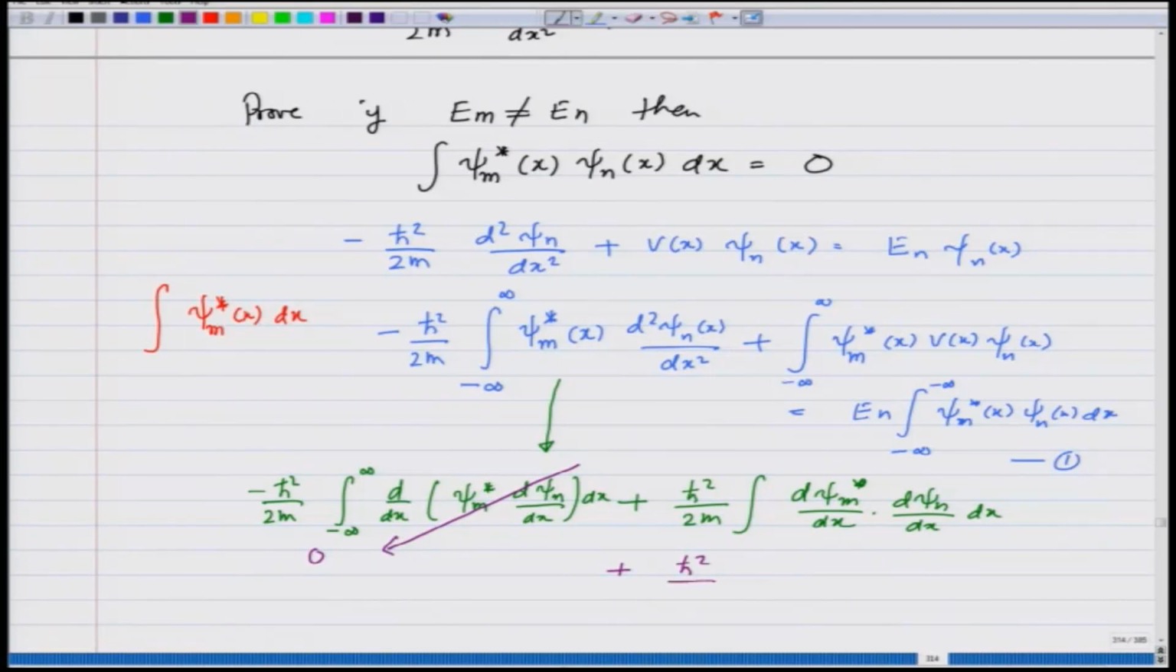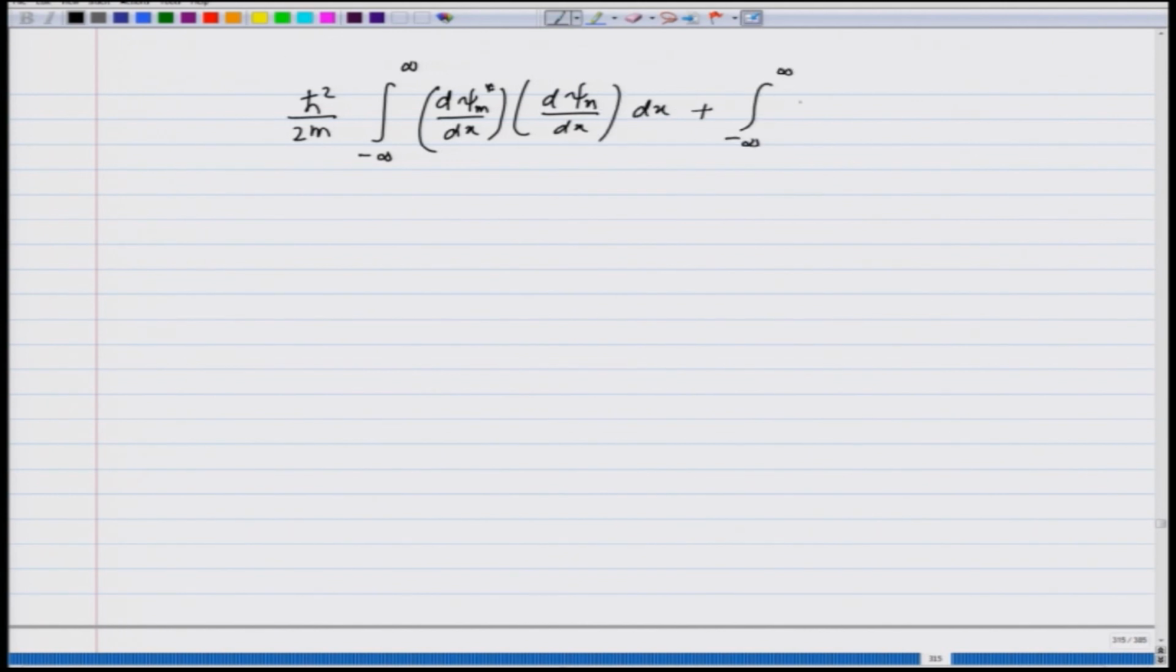Therefore, the first term can be written only as plus ħ² over 2m integral from minus infinity to infinity (dψm*/dx)(dψn/dx) dx. And therefore, I can write the Schrodinger equation after this integration as ħ² over 2m integral from minus infinity to infinity (dψm*/dx)(dψn/dx) dx plus integral from minus infinity to infinity ψm*(x) V(x) ψn(x) dx equals En times integral of ψm* ψn dx.